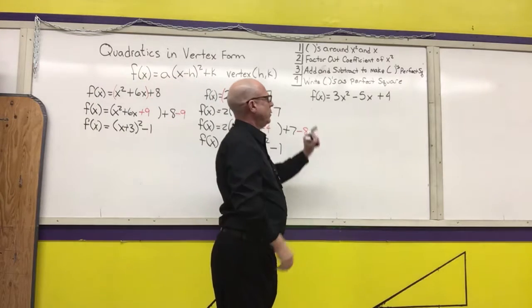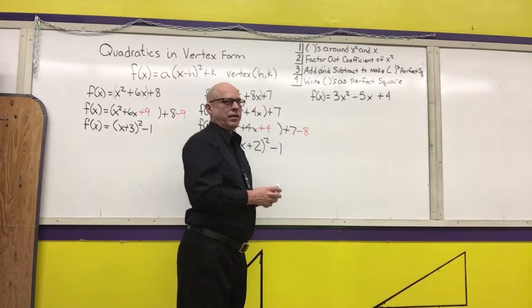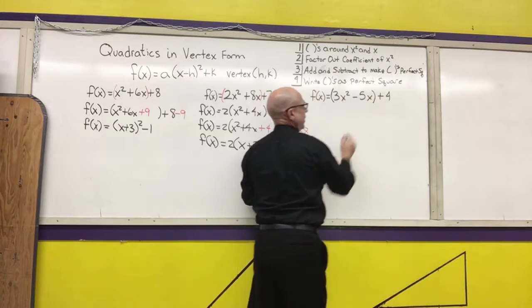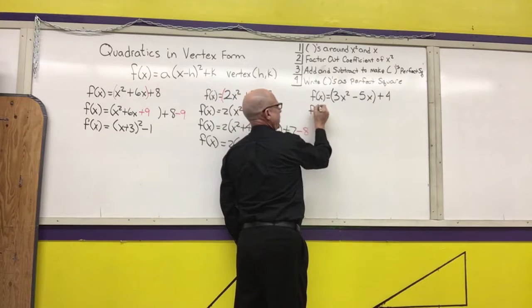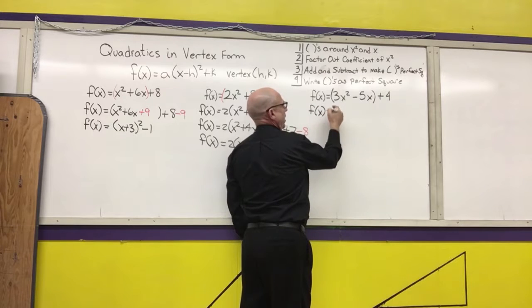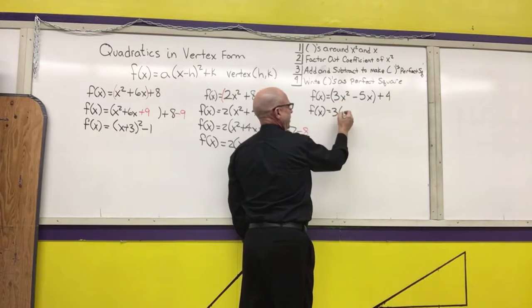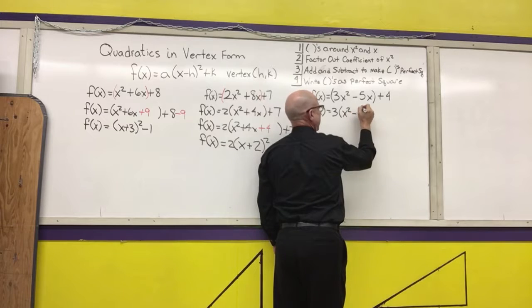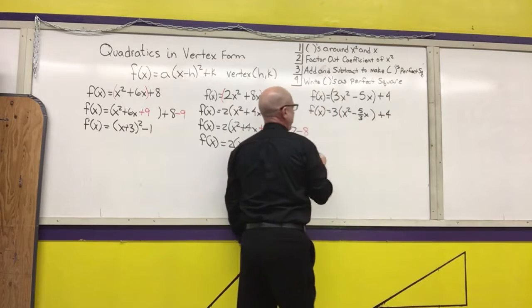The final example, I've got 3x squared minus 5x plus 4. This one's a little more difficult, but I follow the exact same steps. I put parentheses around the x squared term and the x term. Step 2, factor out the coefficient in front of the x squared term. Well, I need to factor out a 3. 3x squared divided by 3 is x squared. Negative 5x divided by 3 is negative 5/3 x. And leave the 4 alone.